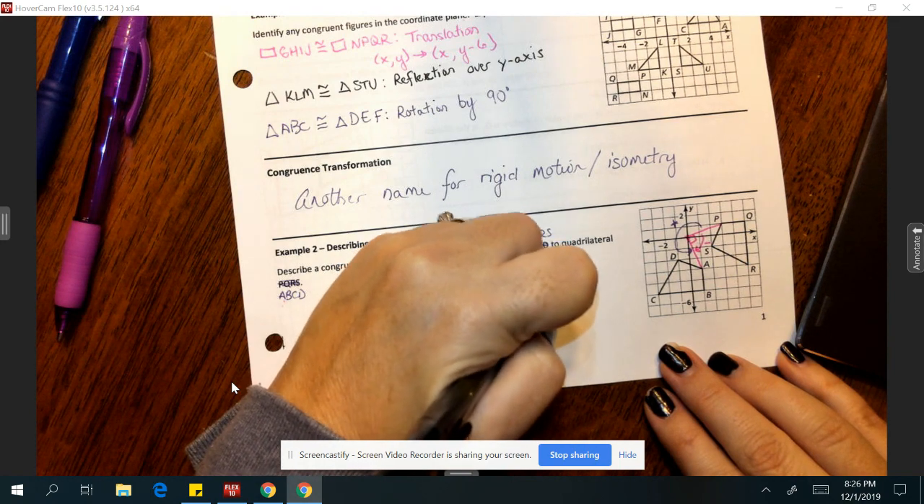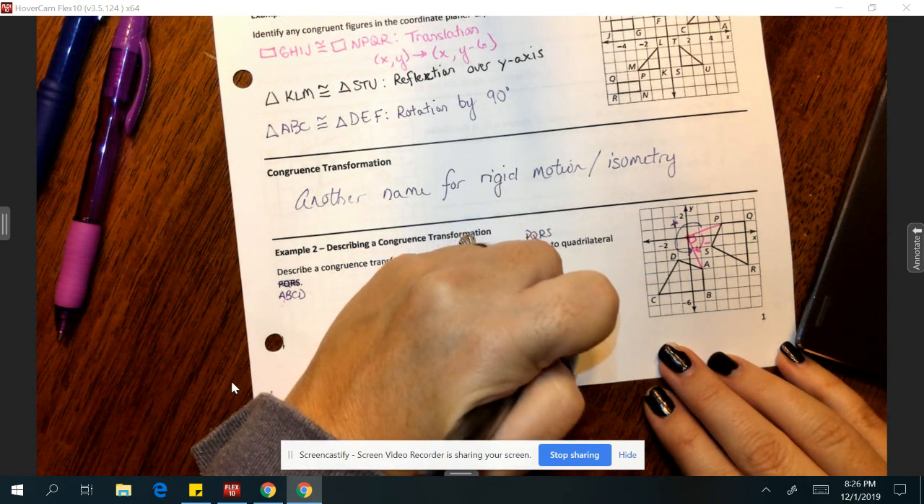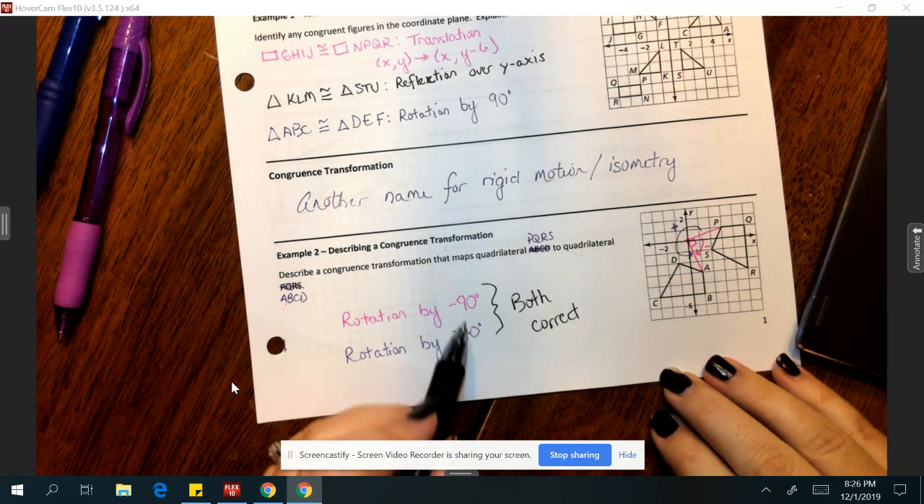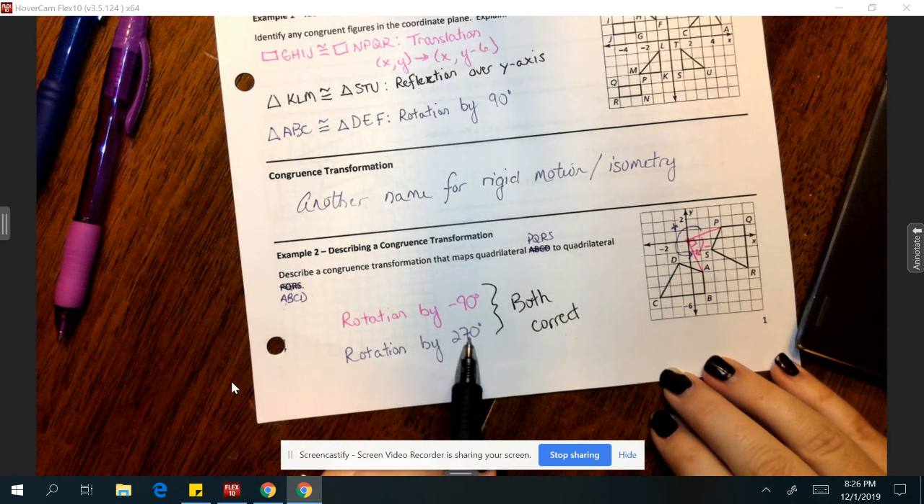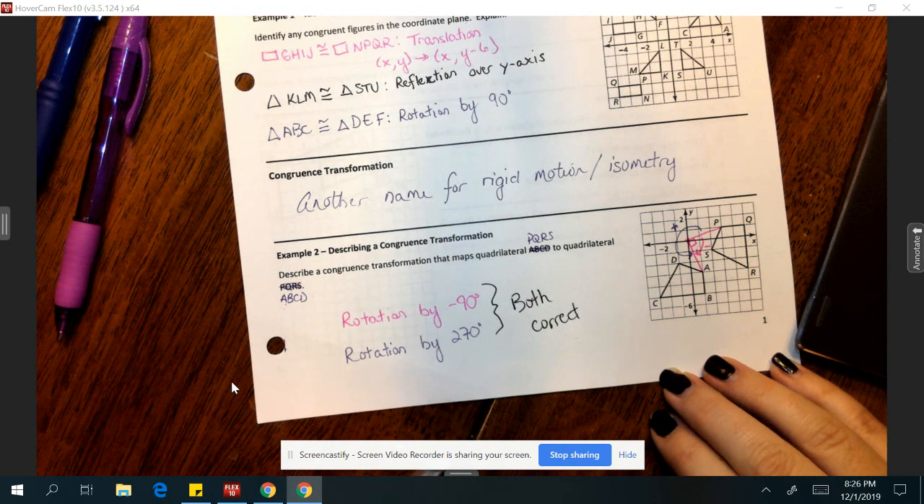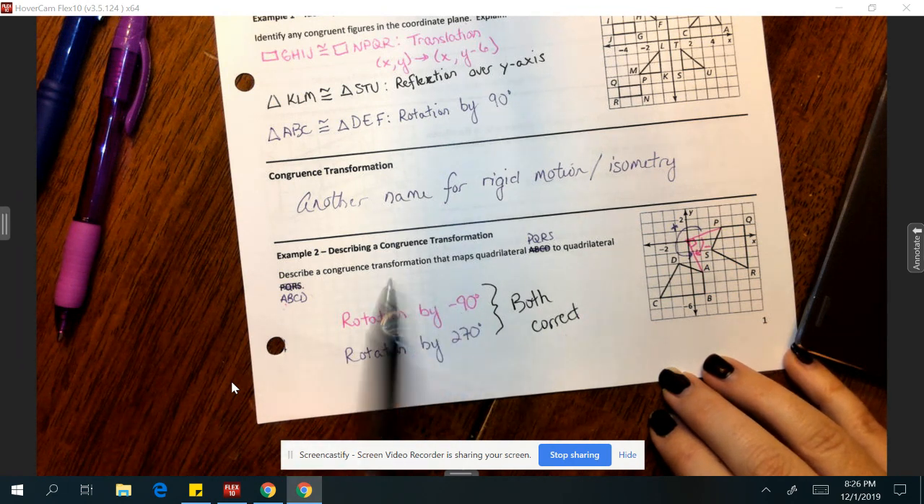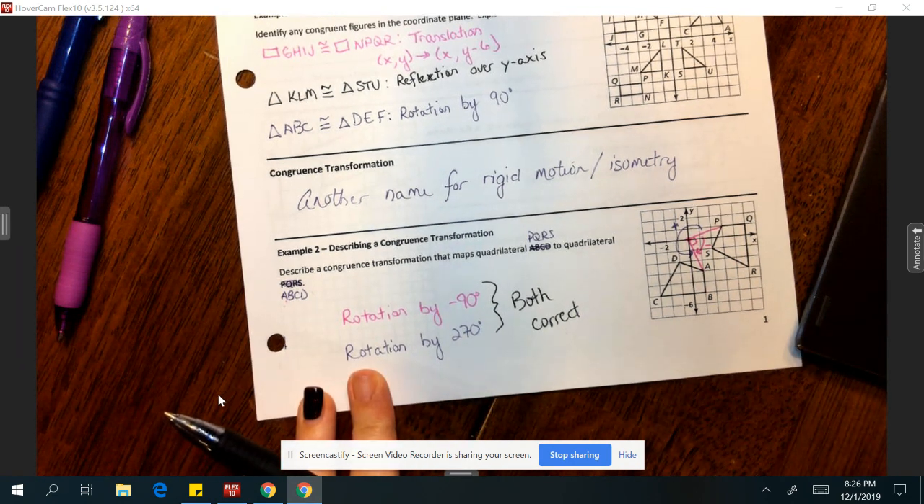Okay, the cool thing is both of those are correct. They both mean the same thing. It's just rotating in a different direction, but you end up with the same end result for either one. I would say that this rotation by 270 is more correct because we like positive angles more than negative angles, but I would not mark off if you had negative 90 on your quiz or assessment.